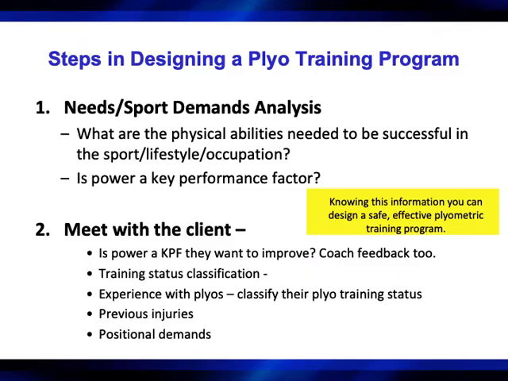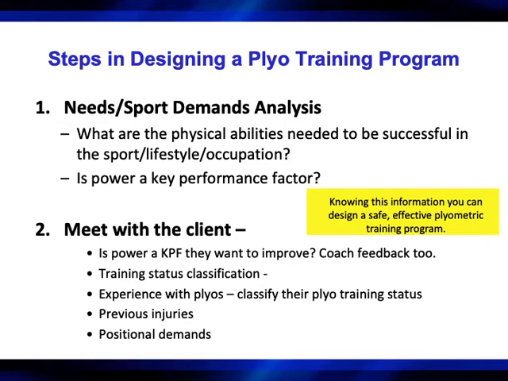So coming back to the steps in designing a plyo training program, the first, as I just mentioned, is that needs and demand analysis of the sport or of the occupation. What are the physical abilities needed to be successful in the sport, the lifestyle, the occupation? Is power a key performance factor? If it's not, then you don't include plyos. If it is, then you determine the priority of plyometrics to that sport or the demands, and then you prioritize it in your program design.